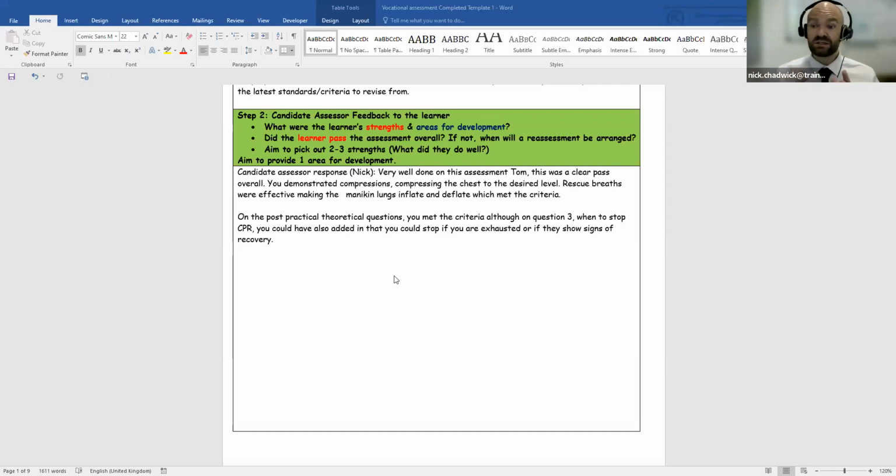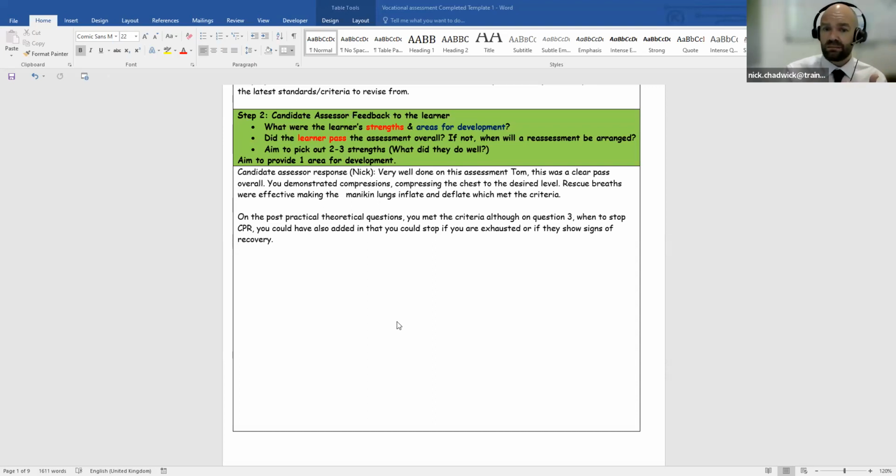Once again, it's okay to fail a learner. It's okay if you feel that they could perhaps complete the assessment. That's okay to do. But let them know their results. Let them know if it's a pass or a reassessment. Let them know their strengths and, of course, any areas for development as well. So this is step 2, the candidate assessor feedback to the learner.